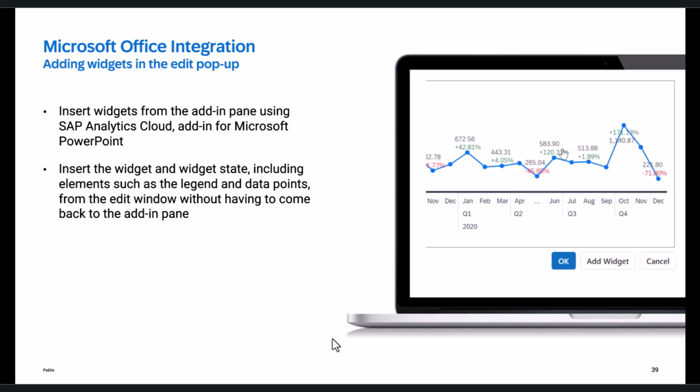The second feature delivered this quarter is the ability to add a widget directly from the Edit pop-up window. This means you will insert the widget in the exact state as you can see it in the pop-up, meaning with the same size, including elements such as the legend and all the data points, which was not really the case when sometimes you were adding the widget from the pane with a smaller size.